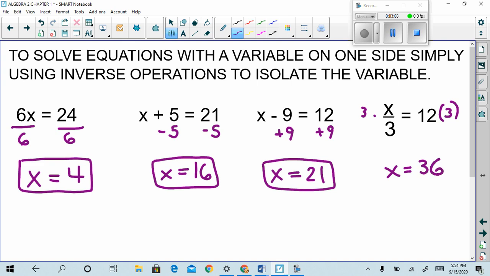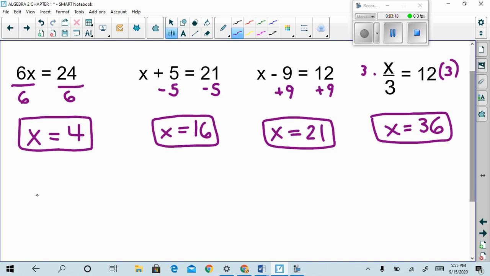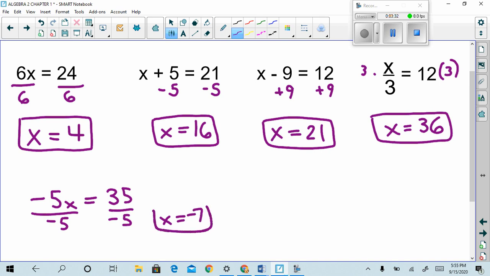How do I know I have the right answers? I can plug them back in and do the check. If the two sides are equal, then I know I've done it correctly. I could also be including some negative numbers. I could have negative 5x is equal to 35 by dividing both sides by a negative 5. I get x is equal to negative 7. We want to watch our signs at all times.